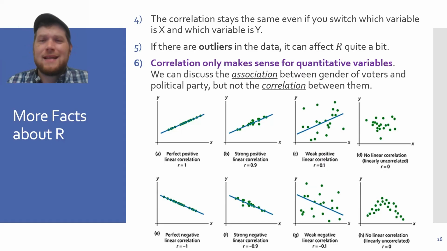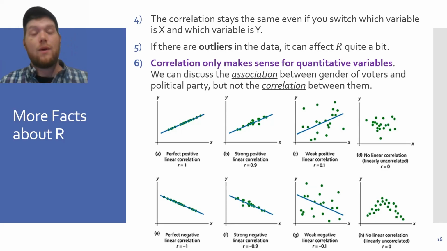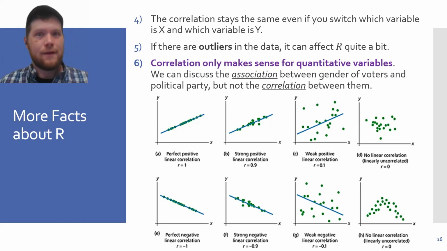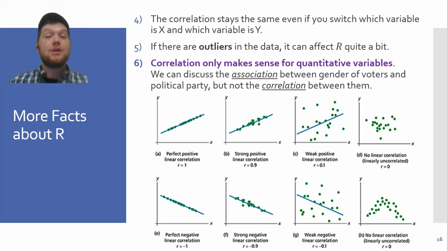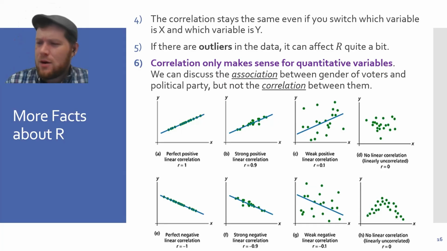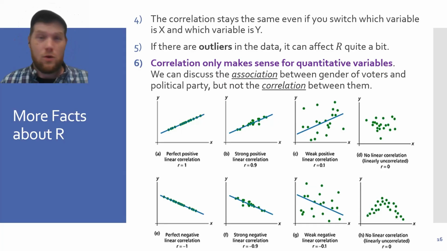Correlation only makes sense for quantitative variables. When I look at how these things are varying, it actually has a lot to do with, in the background, some standard deviation that only works for numerical variables. So it's only for these quantitative numerical variables that a correlation makes sense. You can talk about associations between gender of voters and political party, but not the correlation between them. Because what do you mean as one goes up? Are you saying that women are better than men, men better than women, or etc.?